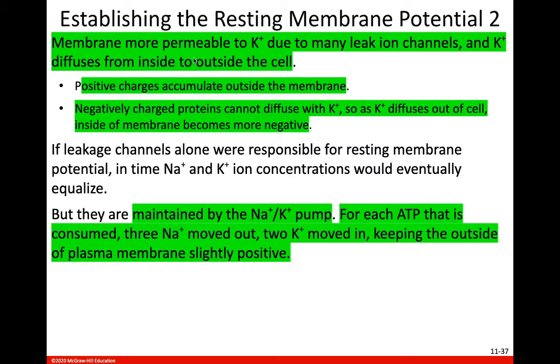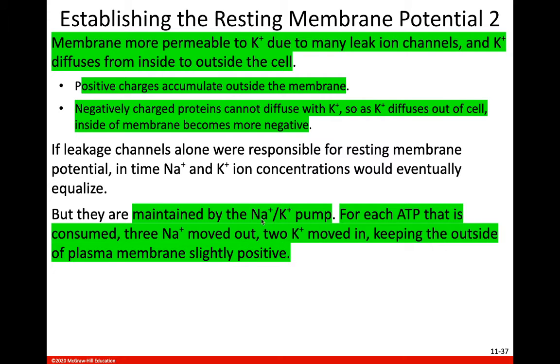And that's what I just said. The membrane is more permeable to potassium because there are so many leak ion channels. So potassium is able to leak out more than sodium is able to leak in. So how do we still have more potassium inside than outside the cell? That's due to the sodium-potassium pump. The sodium-potassium pump is pumping sodium out and potassium in. So even though potassium is leaking out, it keeps more potassium in than out. So overall, we have more positives outside the cell, and we have more negatives inside the cell.